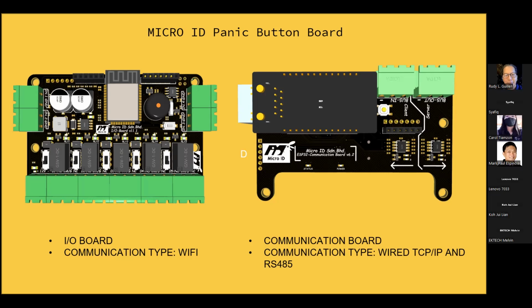So the technical part: our panic button hardware can act as Wi-Fi communication or standalone by itself. You can add a communication board on top of it and it becomes wired TCP/IP and RS-485. Normally we recommend wired TCP/IP for panic systems. For monitoring purposes and all that, you can use the Wi-Fi and the RS-485.